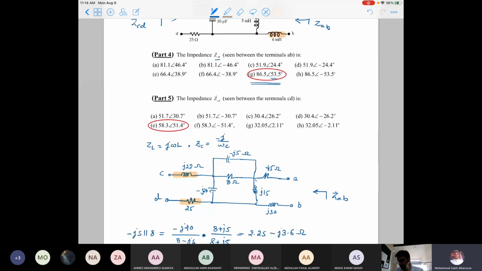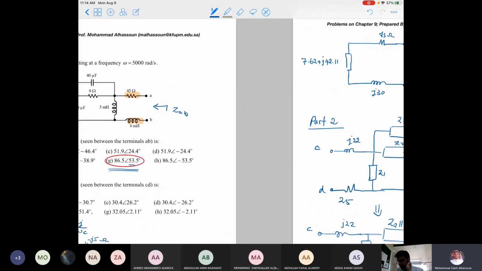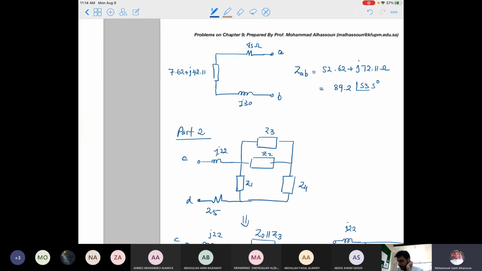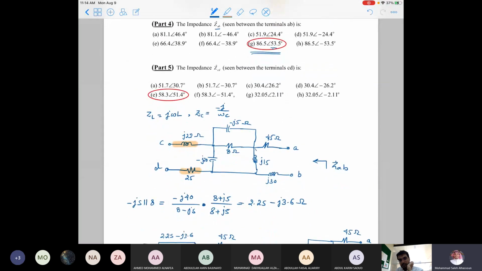Z3 is what? 15. No, minus J5. Z4 is what? J15. Z1 is what? Minus 20J. Yes. You see what I did? Well, first of all, I ignored 45 and J30 because they're not going to contribute.